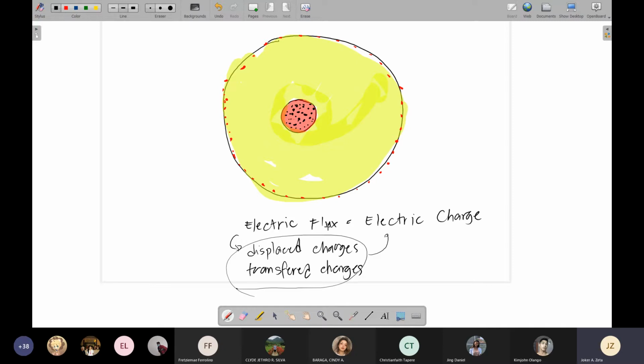Okay, now sir, how do we determine the electric flux? How do we know how many charges were displaced to the outer sphere from the inner sphere? It's very simple. You just have to determine the total charge on the inner sphere. If you know how many charges are in the inner sphere, then basically those are the charges that are outside the outer sphere, the displaced charges. So once you know the total charge on the inner sphere, that will be the charge in the outer sphere. Sir, so we need to determine the charge in the volume.